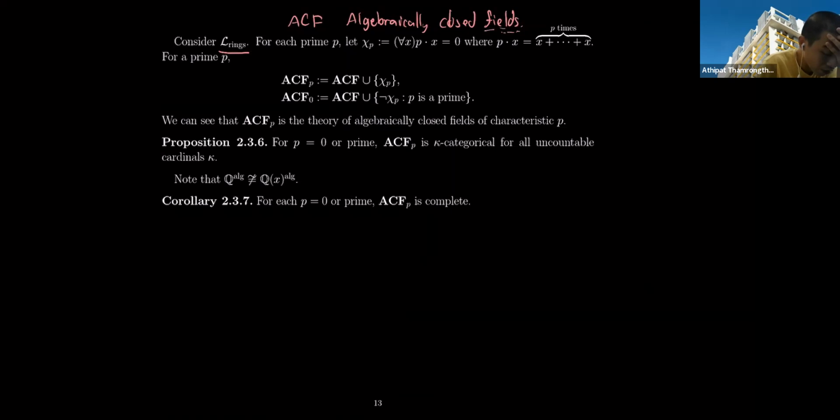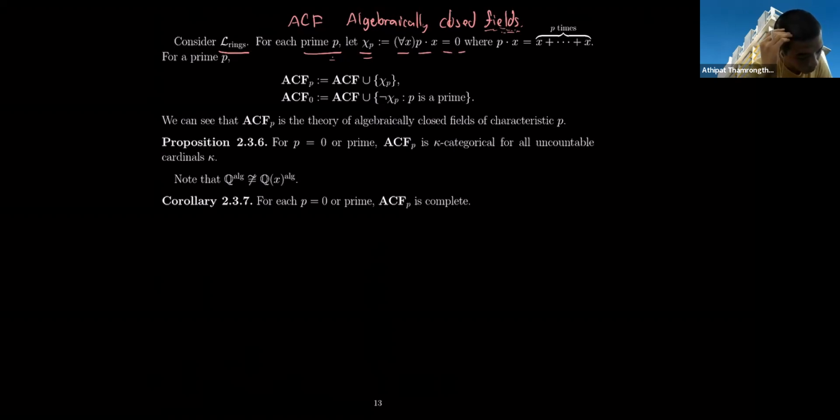But you can see very easily that this theory of algebraically closed fields is not complete. It is not complete because it cannot say anything about the characteristic of your field. Okay, so let's consider a statement that says something about the characteristic of your field. Let's consider this for each prime p. Let chi p be the statement: for every x, px is equal to 0.